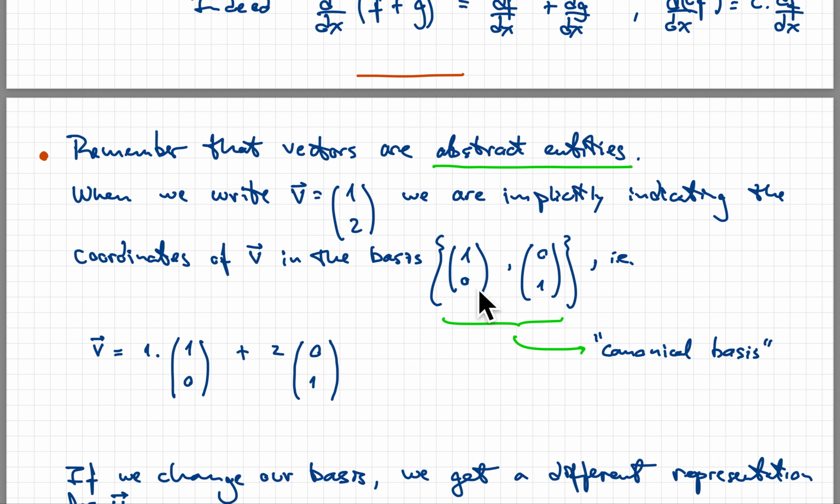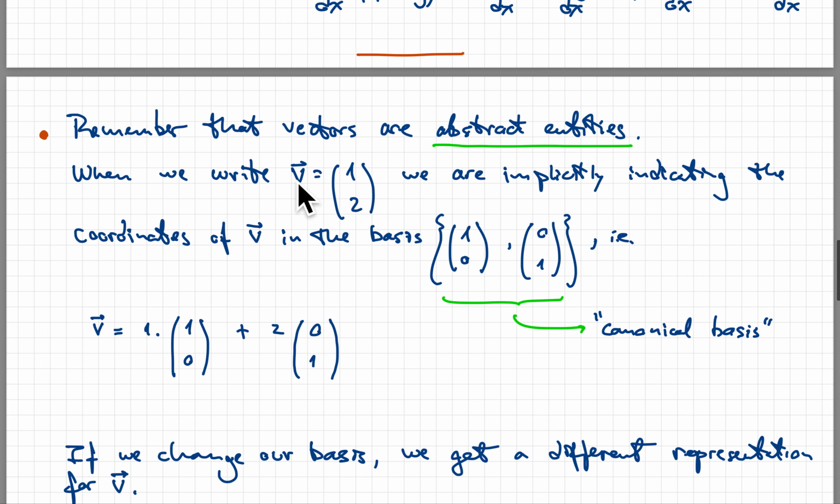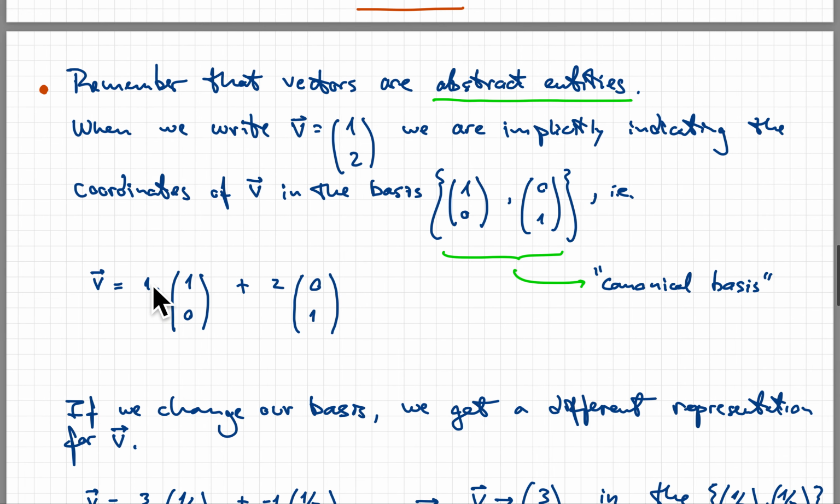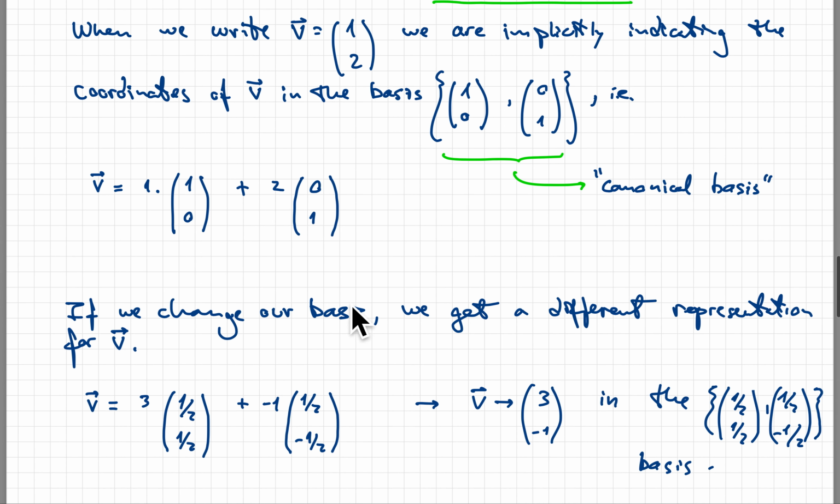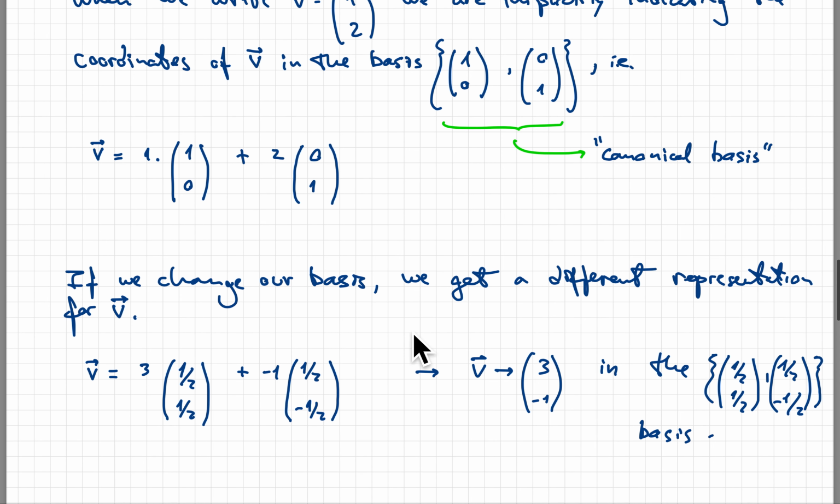So when we write v is equal to (1, 2) like this, what we're really saying is that 1 and 2 are the components in this basis, the canonical basis (1, 0), (0, 1). Because what we're saying when we write this is really that the vector is 1 times (1, 0) plus 2 times (0, 1). This is really what we mean. Now, if we change our basis, we will get a different representation. So if we change our basis, then our vector will take some other form.